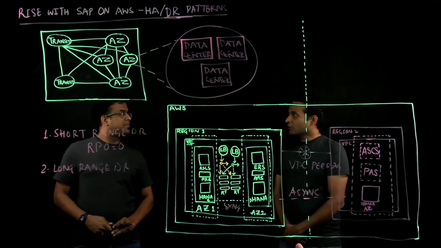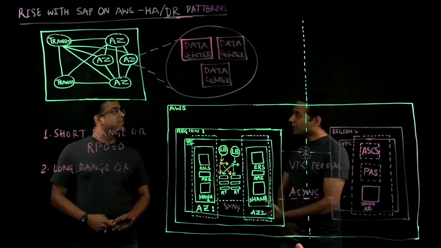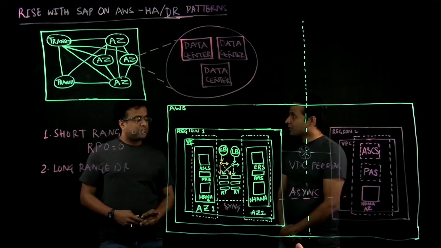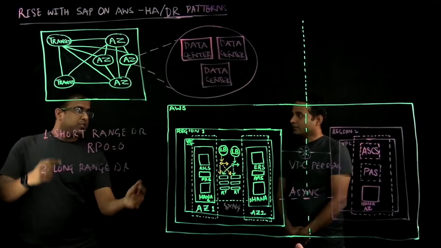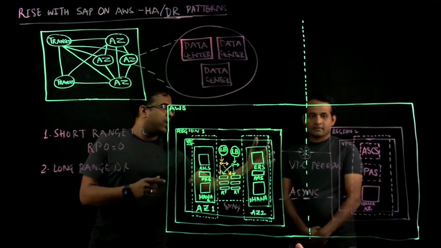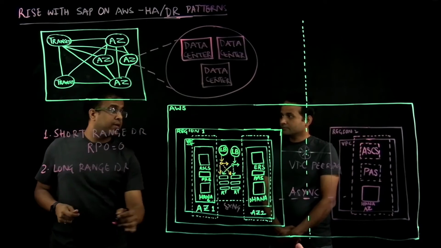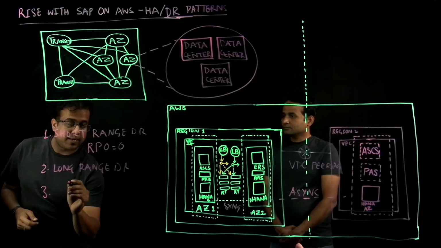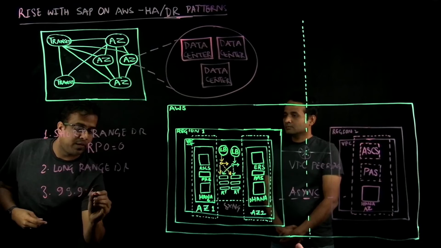And moving on to my next question, can you help us to understand the high availability options that are available under the RISE construct on AWS? Sure, Sri. I would continue the same conversation. As I said, short range DR within the region between two availability zones, long range DR across two regions connected through VPC peering. And the third option is high availability. SAP also sells 99.9% SLA.